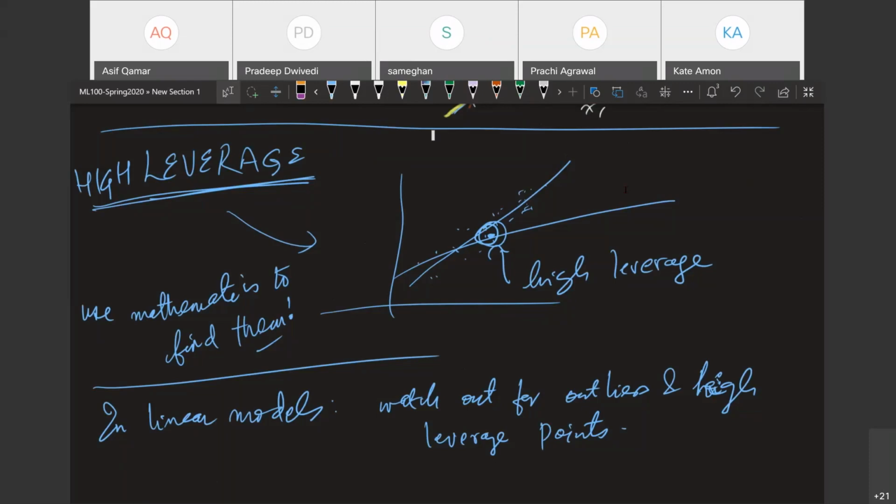I have a question. Go ahead. From an outlier perspective, do you think at any point outliers are useful? Like, why do we have to always remove them?